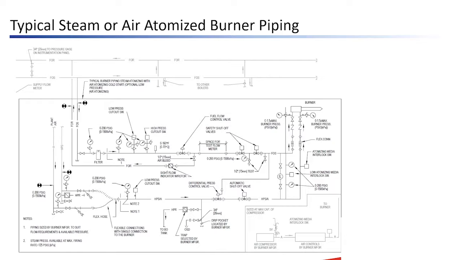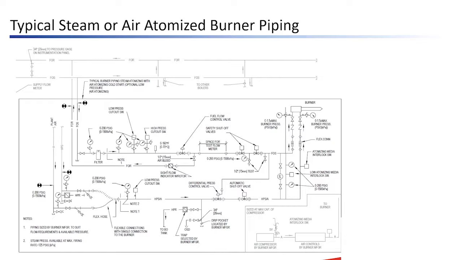You're gonna have a high oil pressure switch, a low oil pressure switch, and then a fuel flow control valve that's controlled by the combustion control that modulates the fuel control valve from high fire to low fire. Then you're going to have 2 safety shutoff valves with proof of closure switches, and then go right to the burner. The atomizing steam typically, this one has steam on the right-hand side.